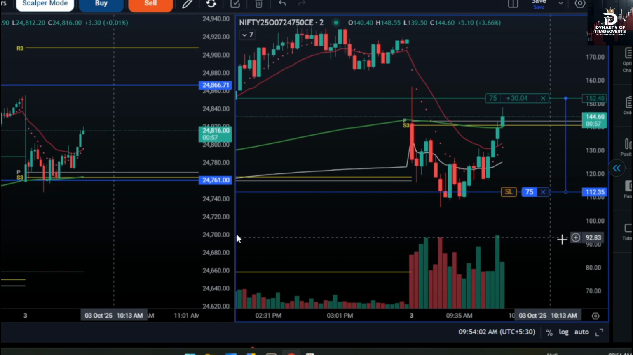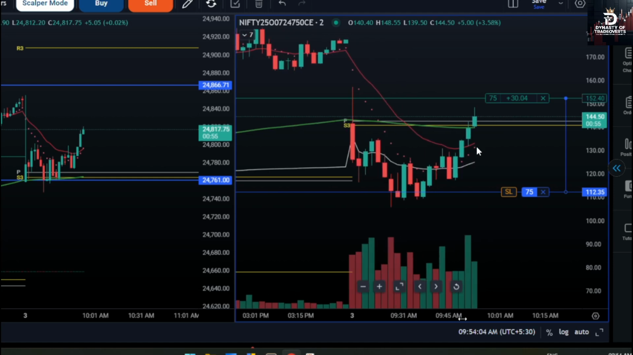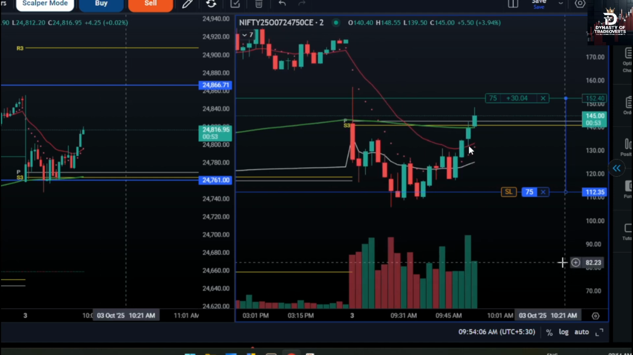At this time, what I can do is shift my stop loss to just below this candle. That's what I have decided. If it reverses, I will exit my position if the price comes down below this candle and the 20 EMA. So I have decided that and I'm holding on to my trade.